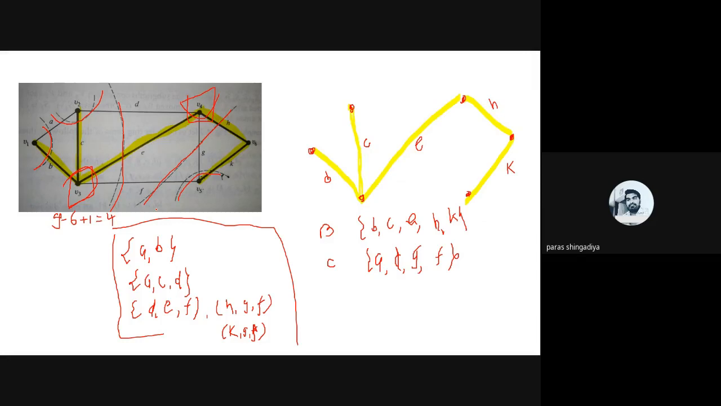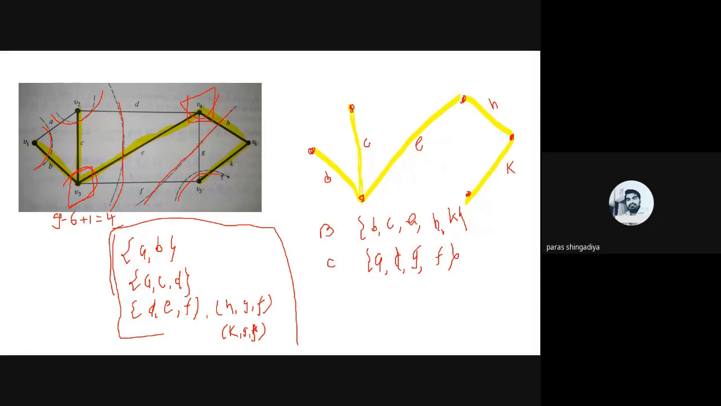So A, C, E, H, K are the chords and 4 are the branches. I consider such an example of a cut set which includes only one branch and the rest are chords. First it should be a cut set, and then say whether it is a fundamental cut set or not. So what is the condition of a fundamental cut set? In this cut set, one branch is involved and the rest of the edges should be chords.